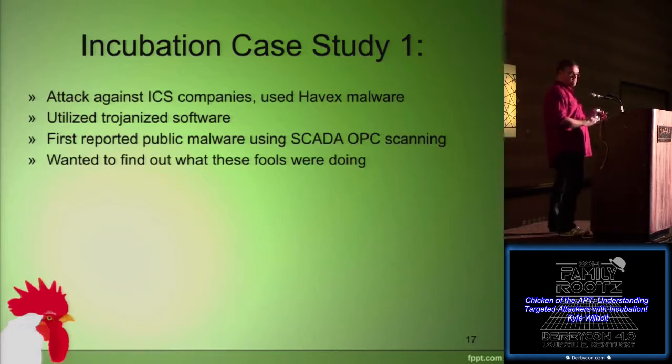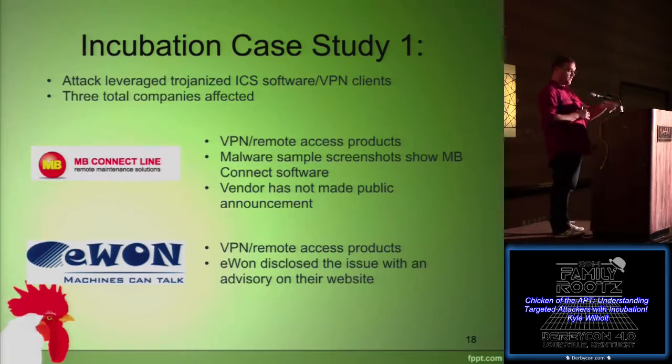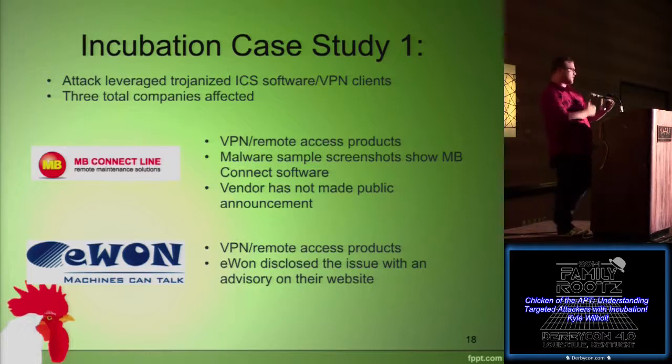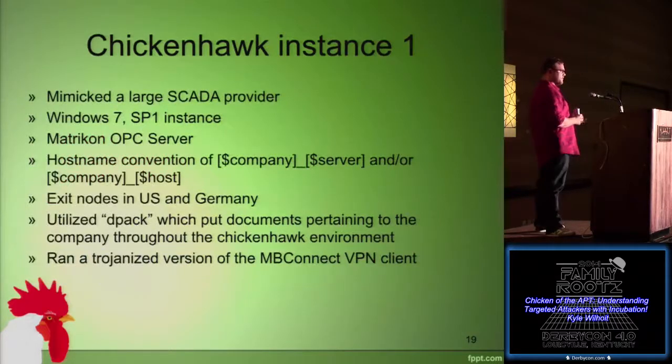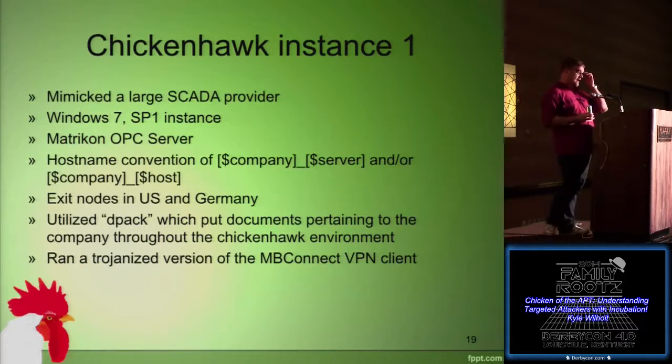They wanted to find out, and I wanted to find out, what they were doing and why they were doing it. In this case, the attackers leveraged Trojanized ICS software that was on these two websites. There were a few others, but these were the primary two. The VPN had remote access to the products, etc. So everything that these attackers were Trojanizing were tools that people would go out and download and use as real software suites. I utilized that, and I mimicked a large SCADA provider. I can't necessarily say who, because I could violate some different things.